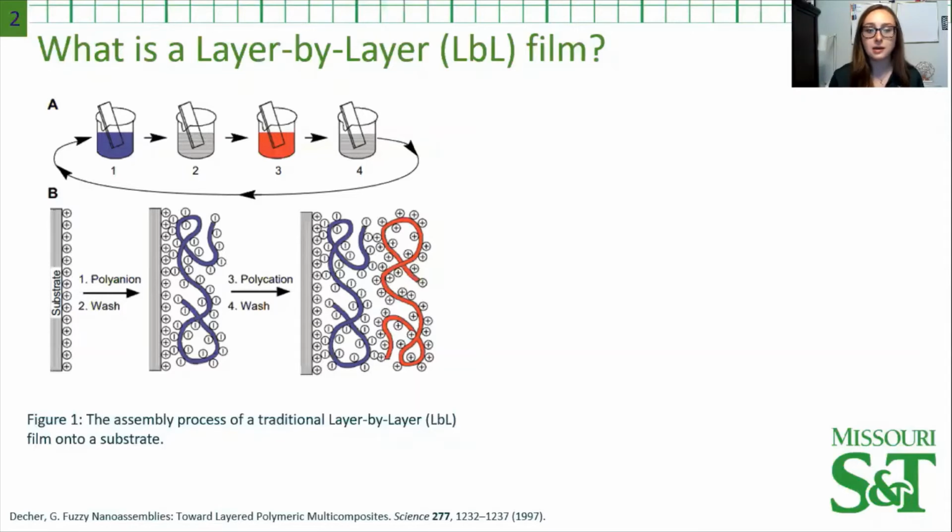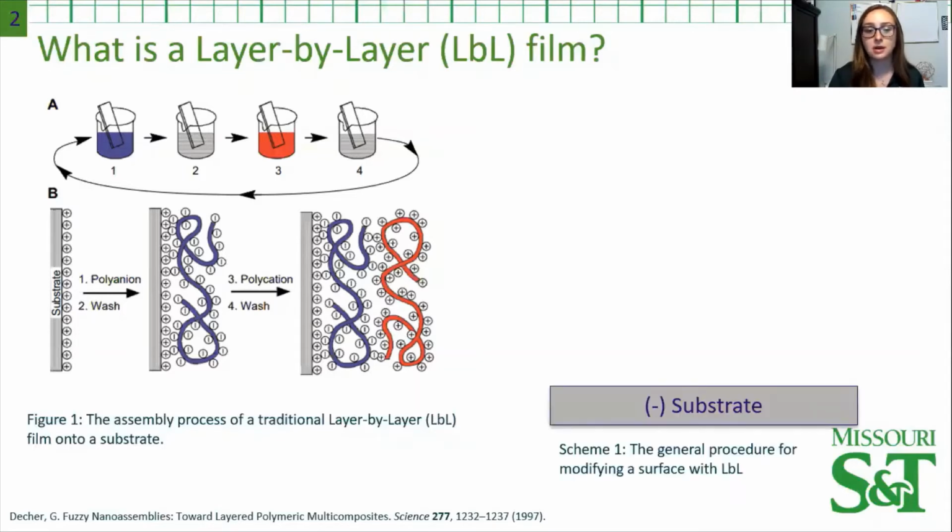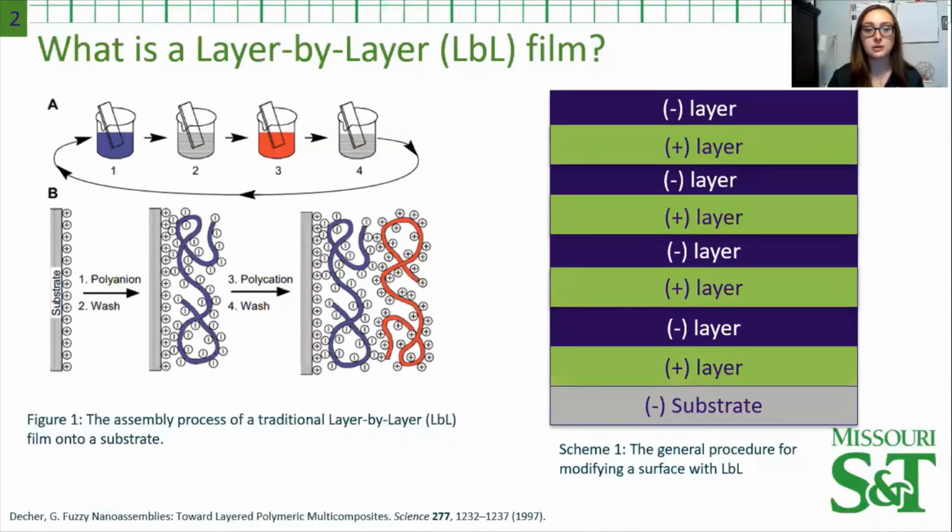So to create a layer-by-layer film, you can start with any substrate, including a 2D plane, a complex 3D shape like an implant, nanoparticles, and even more. Then you can carry out the layer-by-layer deposition process with oppositely charged polyelectrolytes. The process is relatively simple and can be carried out under mild conditions, which is ideal for incorporating bioactives.